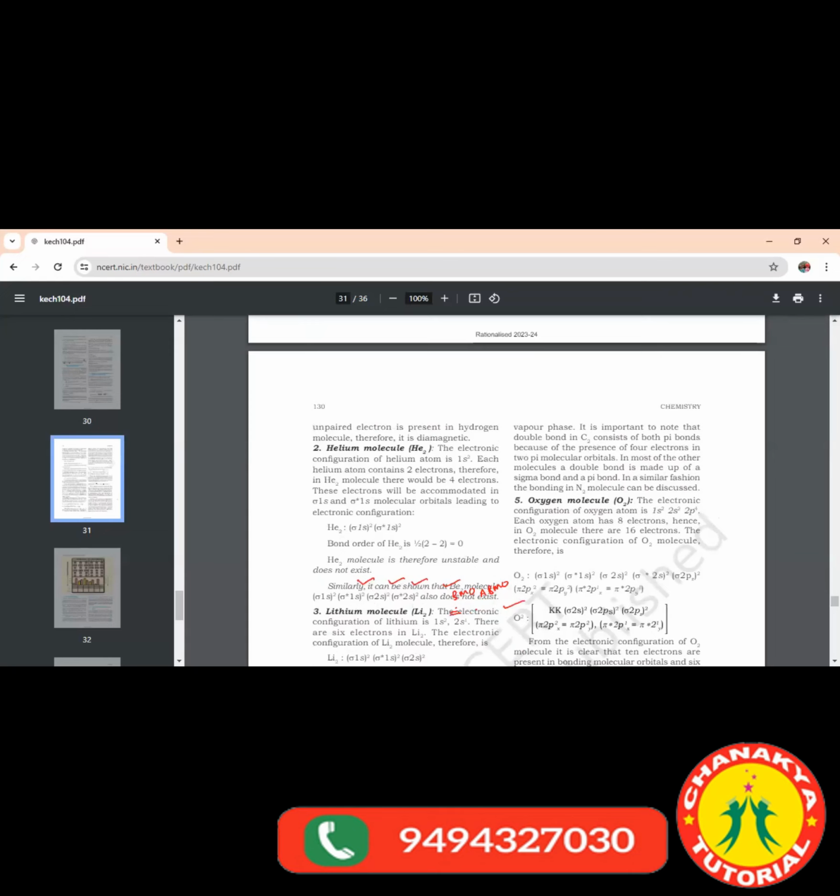It is important to note that the double bond of C2 consists of both pi bonds because of the presence of 4 electrons in the 2 pi molecular orbital. In most other molecules, a double bond is made up of a sigma bond and a pi bond. In a similar fashion, the bonding in the N2 molecule can be discussed.